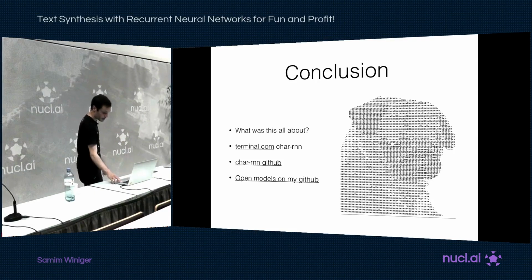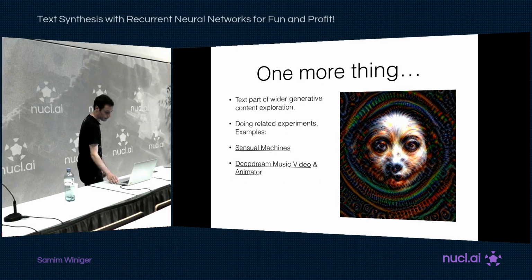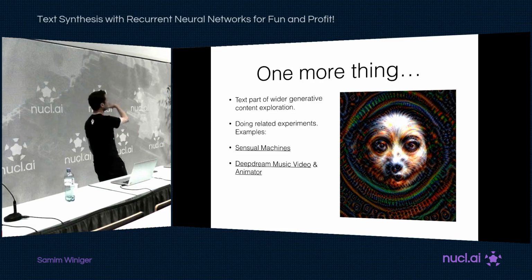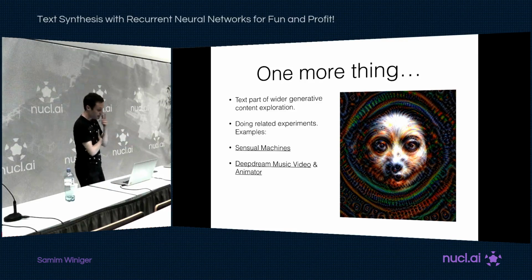That's one thing. Right, so finally, I would like to note that all the stuff you've seen, Alex asked me to talk about text generation exclusively. It's just a small part of what I've been doing in machine learning lately. Again, it's a creative canvas. I would just like to highlight 2 experiments, and there's many more. One is called Sensual Machines. The other one is around Deep Dream.